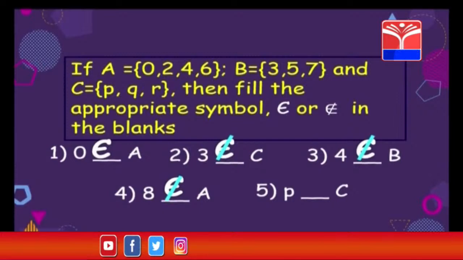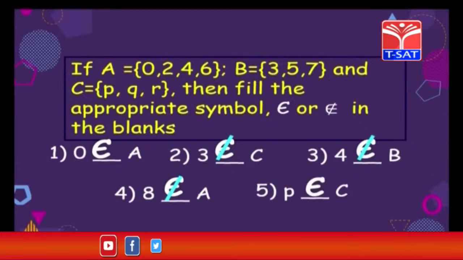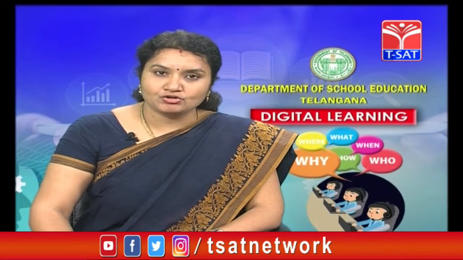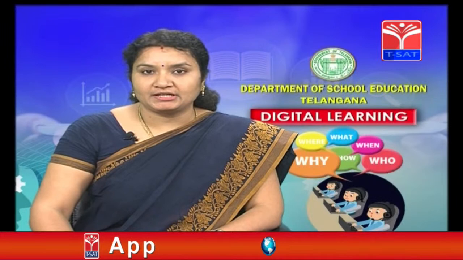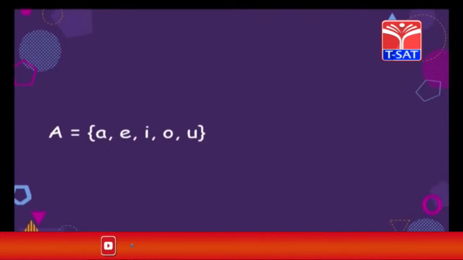And the last one is a comparison between P and C. Is P a part of set C? When you look at the elements of C, we observe the elements are P, Q and R. So, P belongs to C. Okay, children, you have learnt how to write symbolically belongs to and does not belong to between the elements and the respective sets. Now, let us consider a set A with the elements A, E, I, O, U.